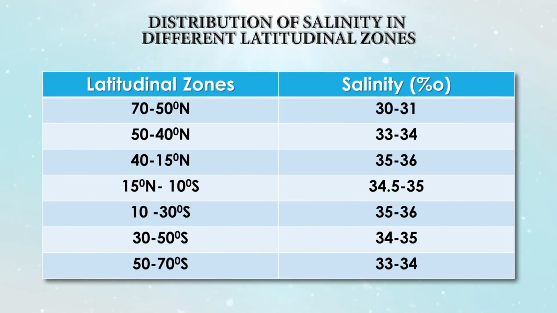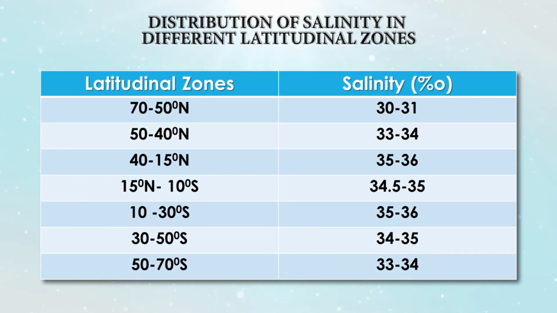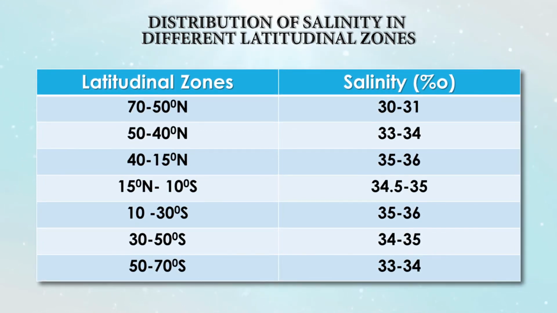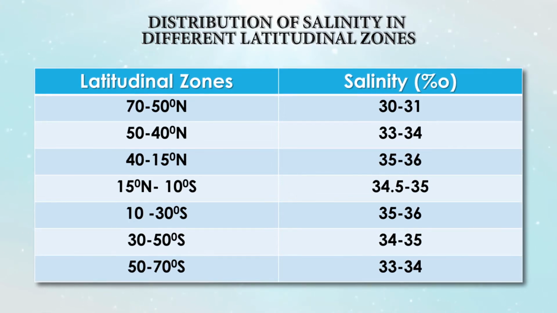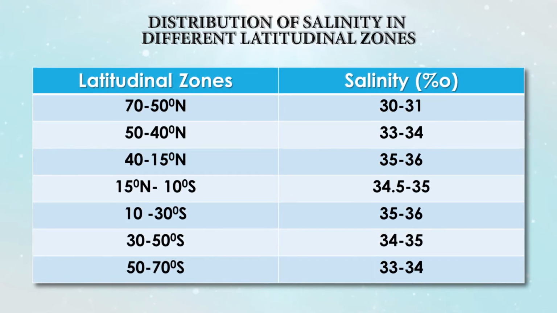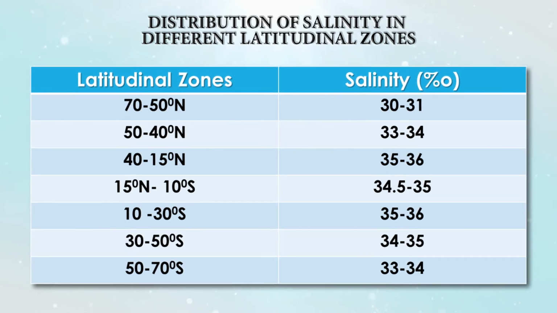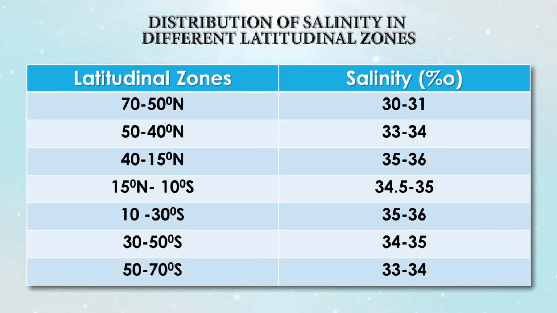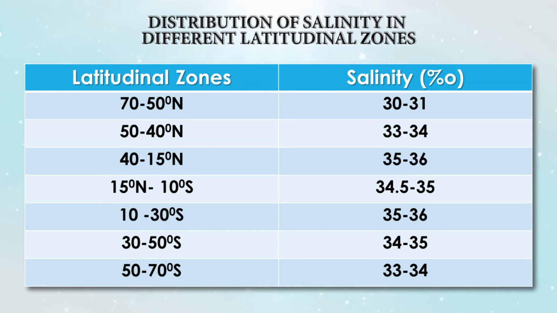The southern hemisphere, 10 degree to 30 degree south, is showing 35 to 36 per thousand salinity, and 15 degree to 40 degree north is showing 35 to 36 per thousand salinity, and salinity trends are again decreasing towards the poles. You can see that 50 to 70 degree north latitude is showing 30 to 31 per thousand salinity, and 50 to 70 degree south latitude is showing 33 to 34 per thousand salinity. So, the salinity in the southern hemisphere is slightly higher compared to the northern hemisphere, and you can also compare the trends, how they decrease towards the poles and how tropical areas have higher salinity compared to the equatorial areas.